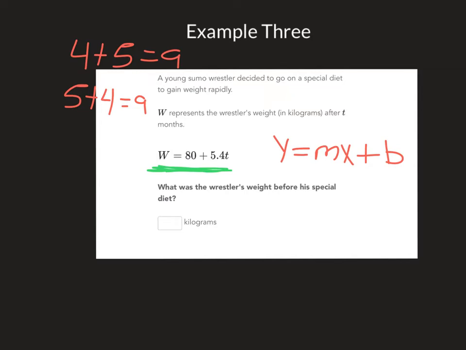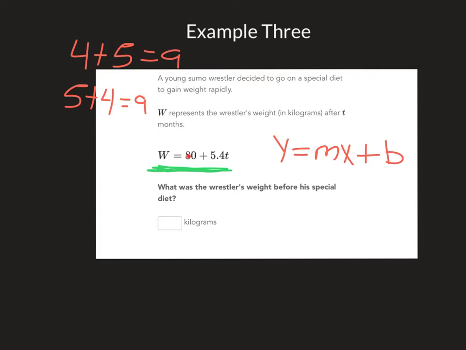So, the question asks, what was the wrestler's weight before his special diet? So, before he started his diet, how many months was he on his diet? It's a funny question, right? I think we know that. He was on his diet for 0 months before he started his special diet. And what do we know his weight was before his diet? We know that it's going to be 80, right?